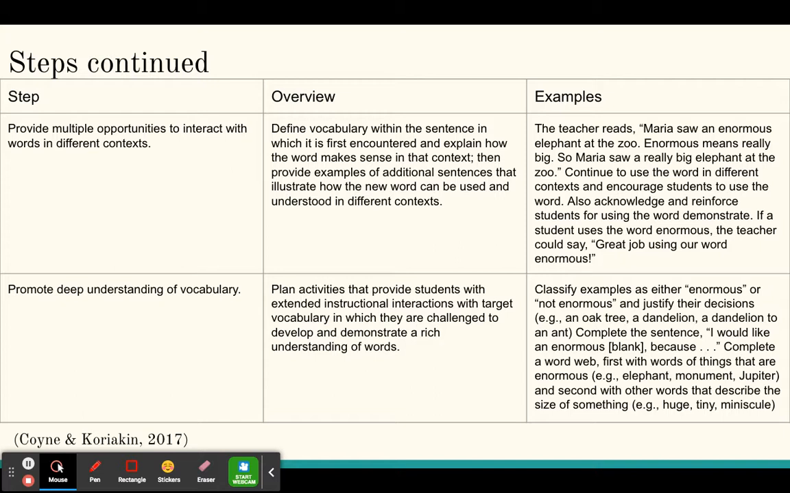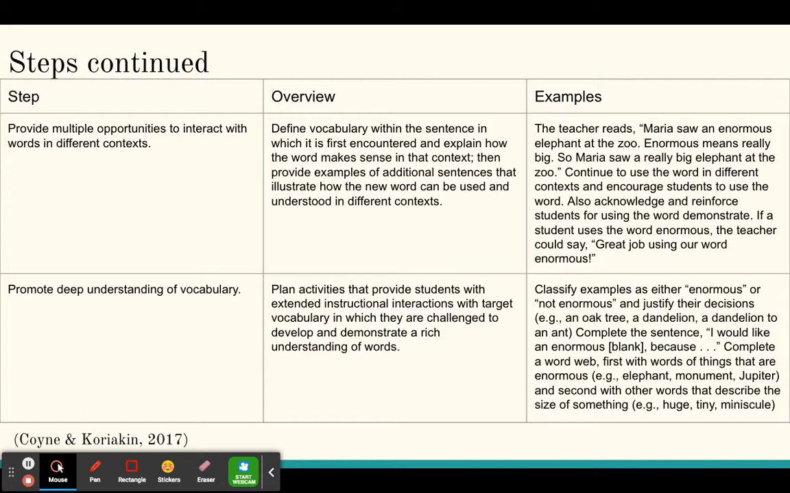And then you want to continue to use that word in different ways and encourage students to use that word also. And then when the student does use that word, you want to reinforce them and be like, oh my gosh, wow, I see that you used that vocabulary word. Awesome job, right? You want to reinforce them using the vocabulary word.